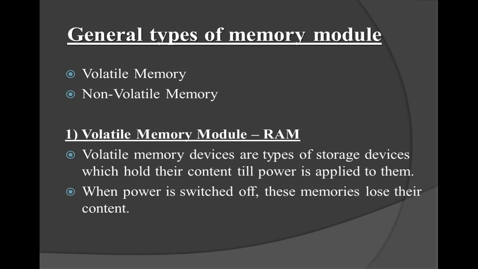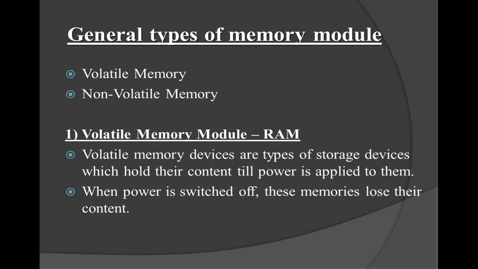Next, the general types of memory modules are the volatile memory and the non-volatile memory. In the volatile memory category comes the RAM, is it not? RAM is random access memory, and it is basically a volatile memory. Volatile memory devices are storage devices which hold their content only as long as power is applied to them.